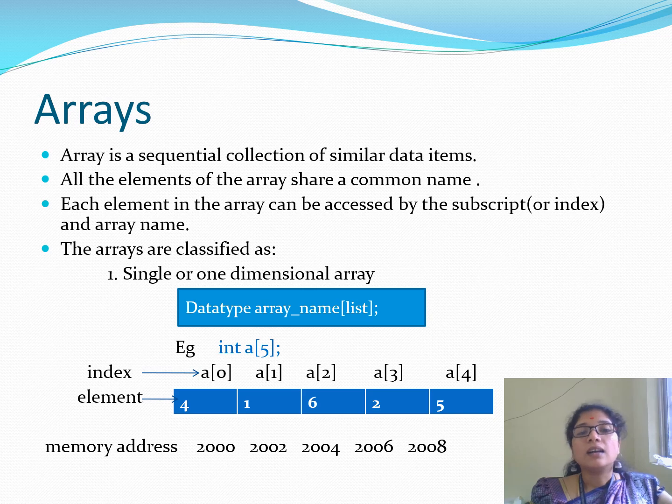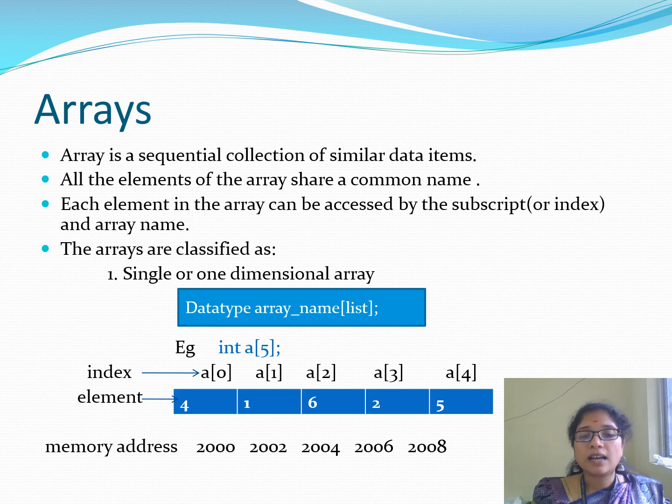An array is a sequential collection of similar data items. All the elements of the array share a common name. Each element in the array can be accessed by the subscript and array name. Arrays are classified into two types: one is one-dimensional, and another is multi-dimensional or two-dimensional. In one-dimensional, we have a single subscript.